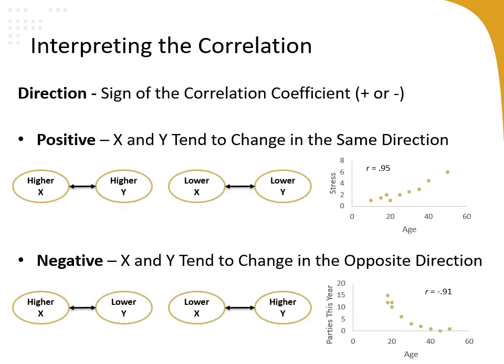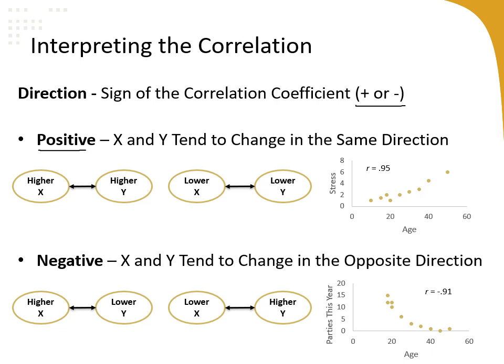So correlations involve direction and strength, but let's first focus on direction. So the direction of a correlation is told to you by the sign of the actual value. So remember, the correlations that we looked at earlier when we were looking at effect size were negative. So now you're going to know what that actually means. So if you have a positive correlation, that means that X and Y, whatever two variables you're looking at, tend to change in the same direction. As X increases, Y tends to increase. As X decreases, Y tends to decrease. So they're changing in the same direction.